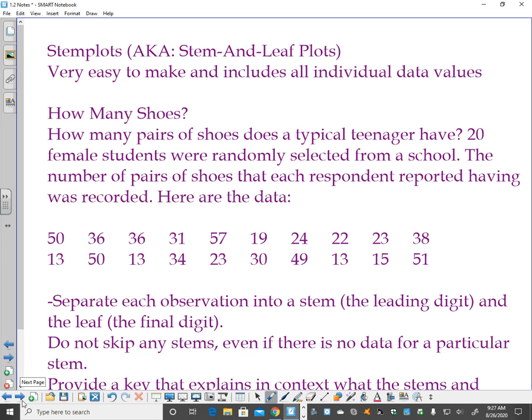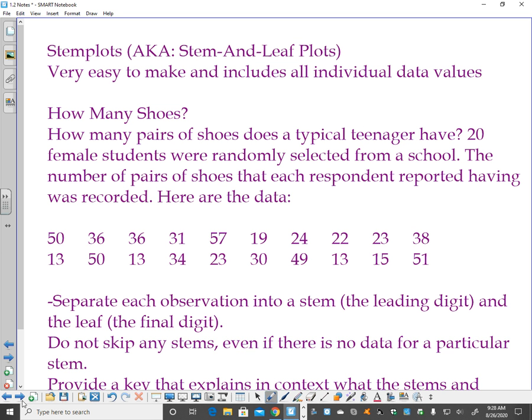All right, so that's it for a dot plot. Now let's talk about a stem plot. A stem plot is otherwise known as a stem and leaf plot. They're very easy to make. It includes all individual pieces of data, which is great because, again, a histogram does not. And again, that's a great multiple choice question. So far we've got a dot plot where I can see a dot for every single piece of data. A stem and leaf, you're going to see a leaf for every single piece of data. A histogram, don't.